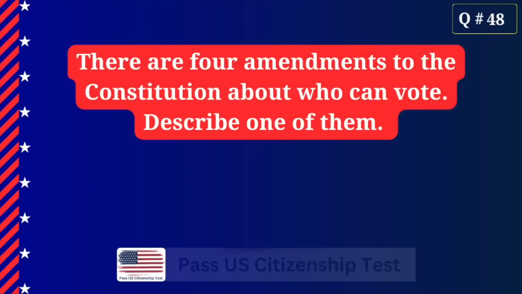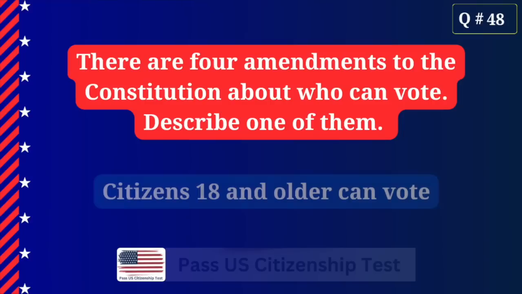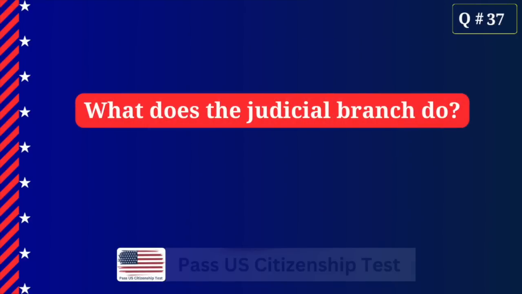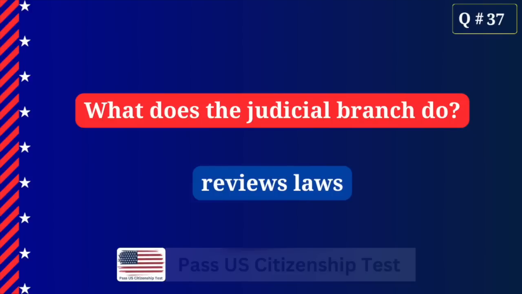There are 4 amendments to the Constitution about who can vote. Describe one of them. Citizens 18 and older can vote. What does the judicial branch do? Reviews laws.